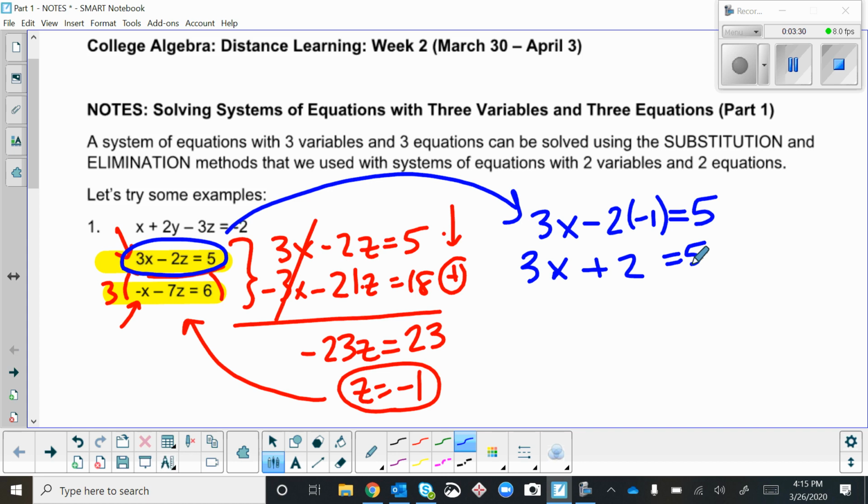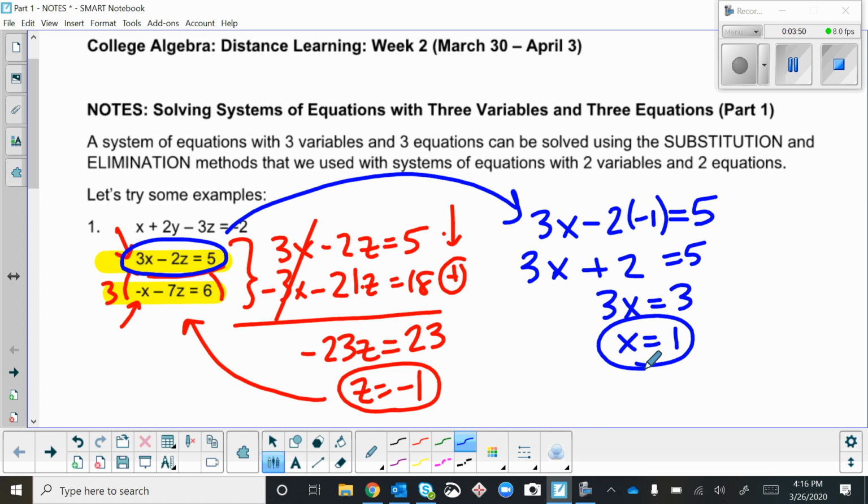Okay, so 3x plus 2 equals 5. Subtract 2 from both sides. Gives me 3x equals 3. Divide by 3. x equals 1. So this is going to just hang out here. So now I've got my x value and my z. The only thing missing now is my y.